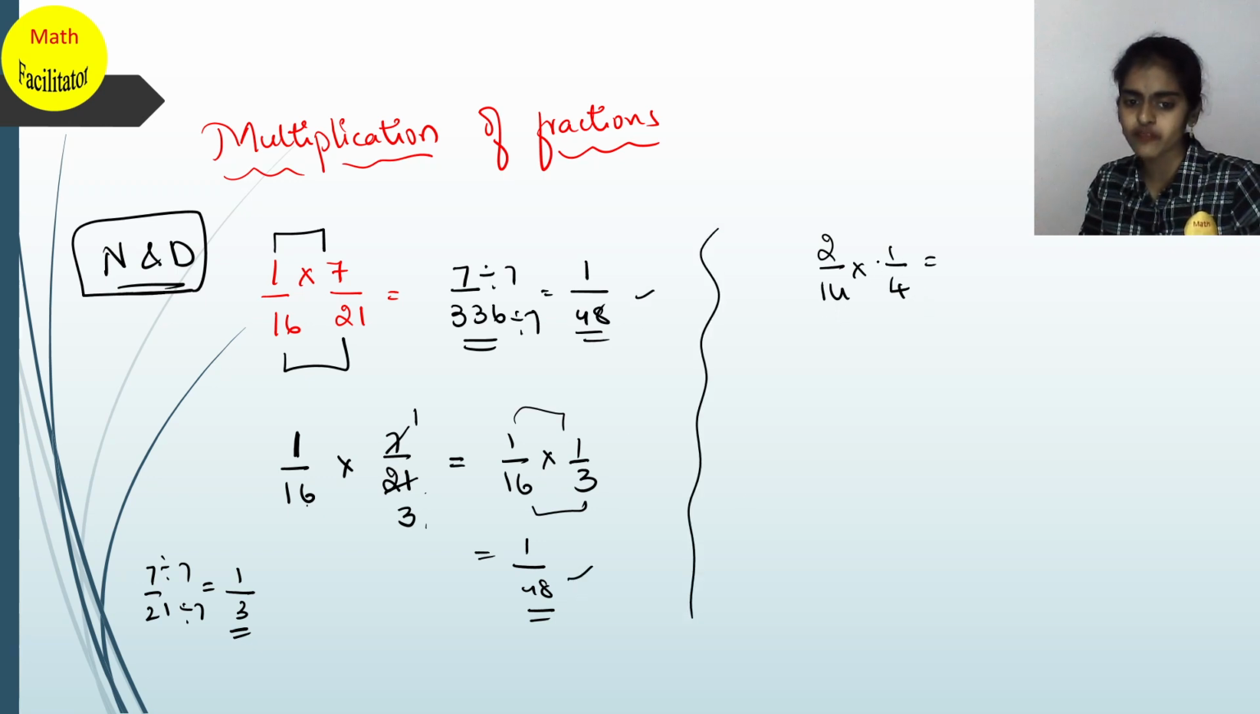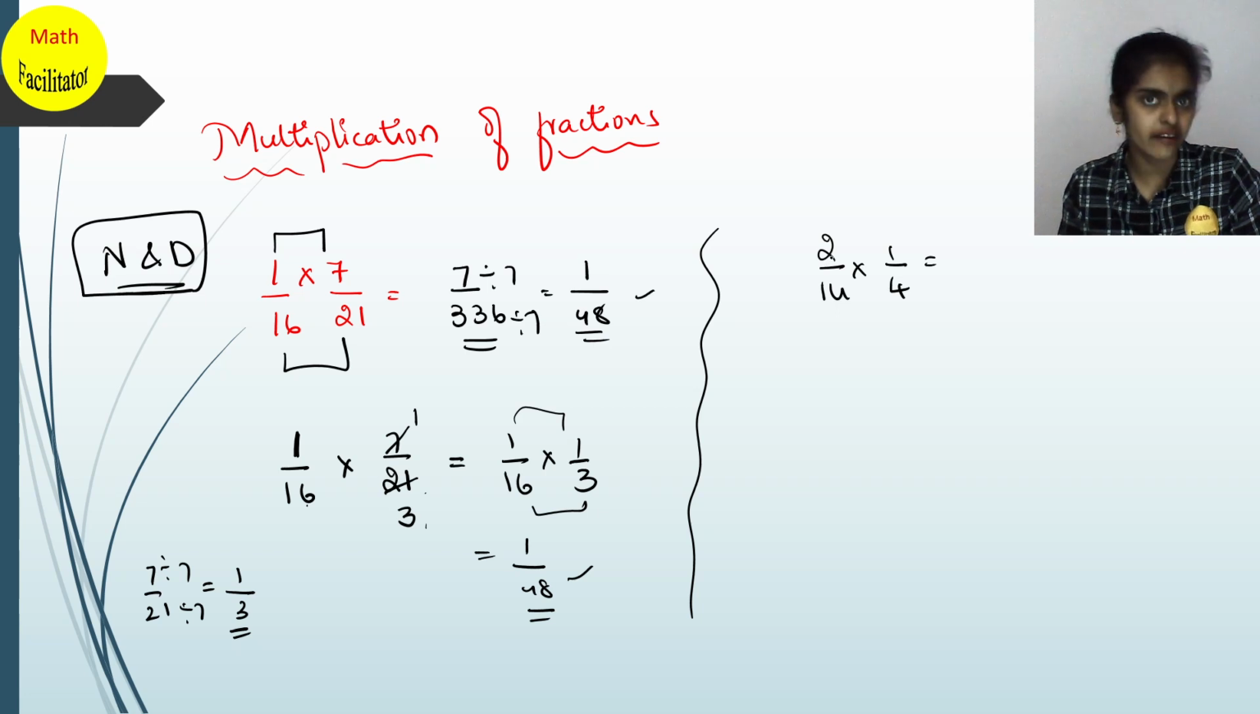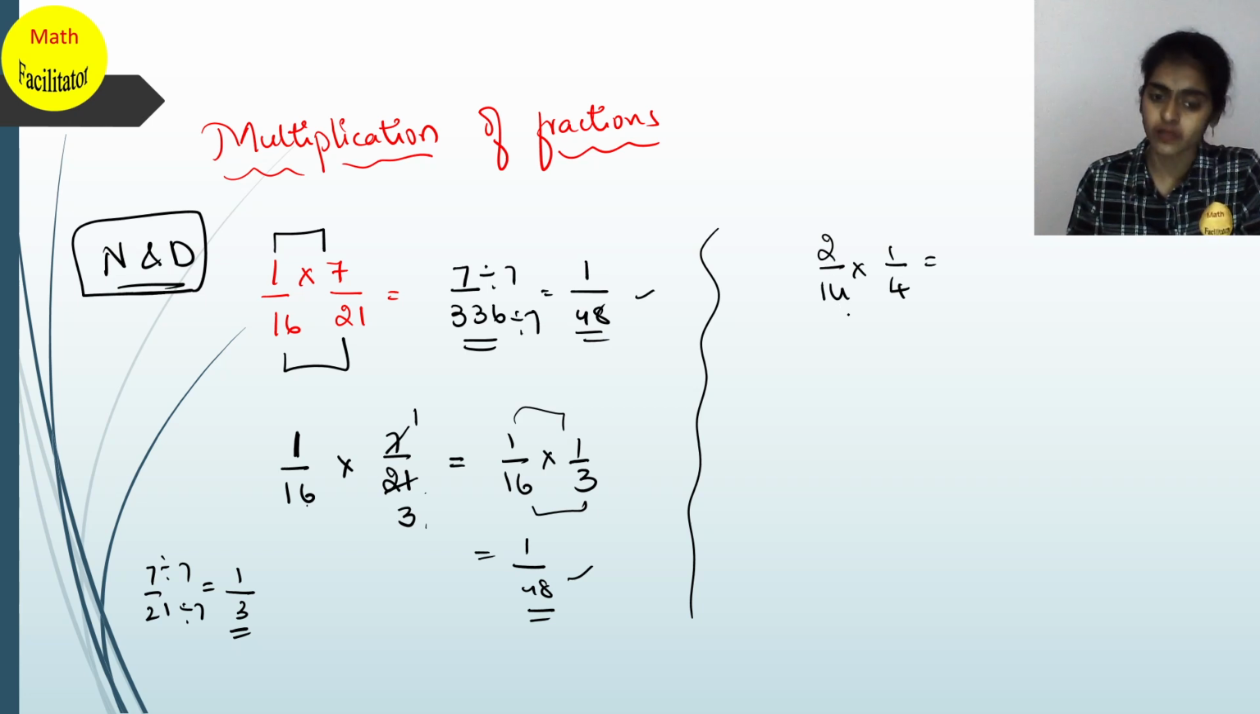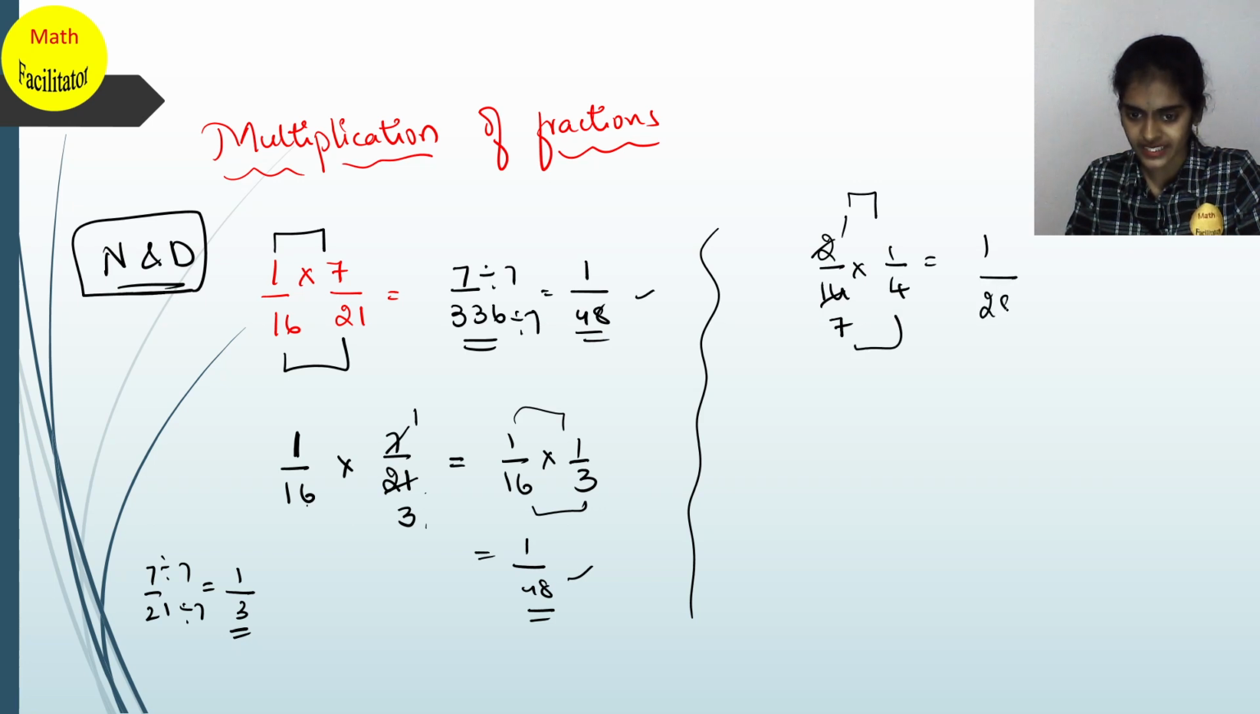So you have 2 by 14 into 1 by 4. Here I told you, you will check the numerator and denominator combination. Numerator you have 2, denominator you have 14. 2 ones are 2, 2 sevens are 14. Now there is no more simplification. So 1 into 1 gives you 1, 7 fours are 28.